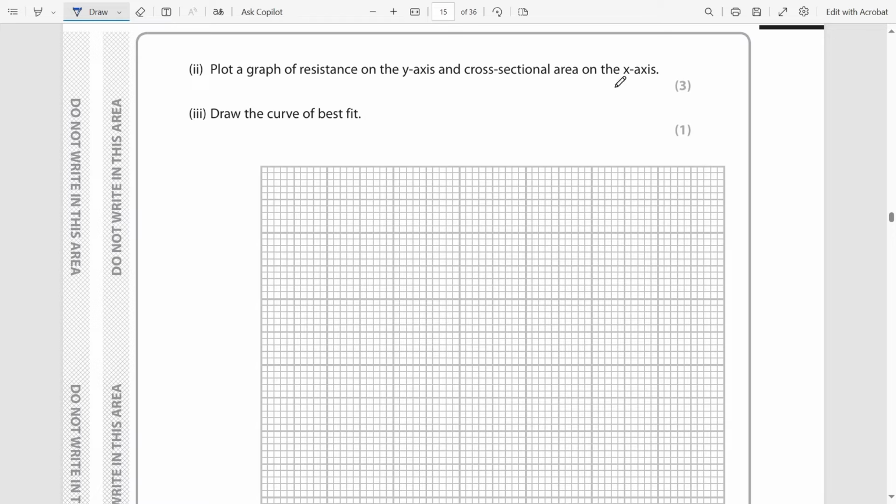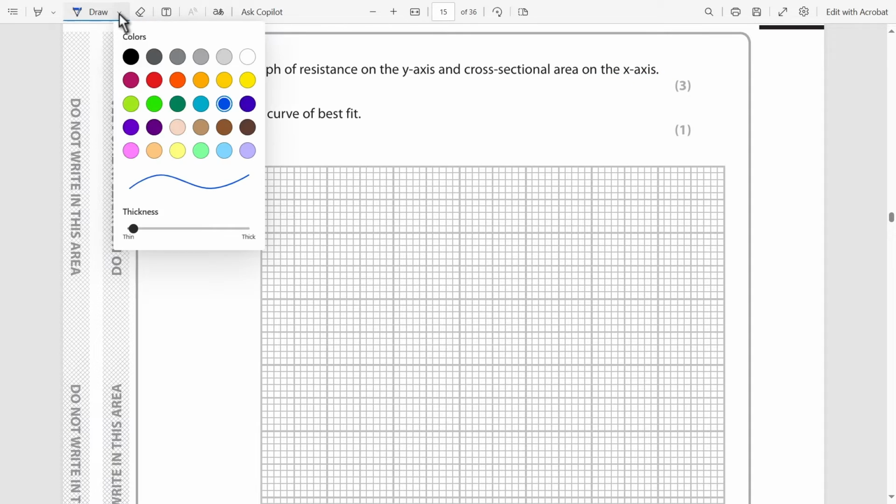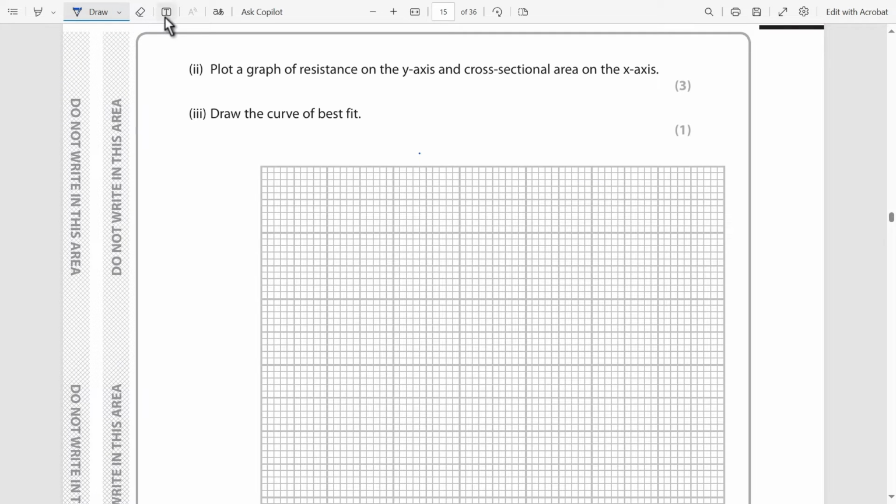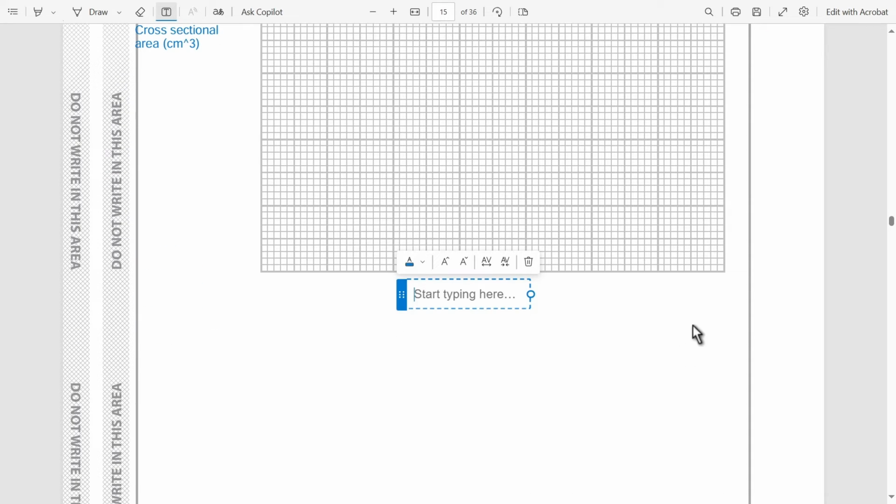Plot the graph of resistance on the y-axis and the cross-sectional area on the x-axis. Okay, it's nice that they're telling us to do that. Guys, I can't draw a straight line, and I can't write sideways as well. Maybe if I do it like this. It's okay. Cross-sectional area in centimeters cubed. Just put it there. And this is going to be resistance in ohms.